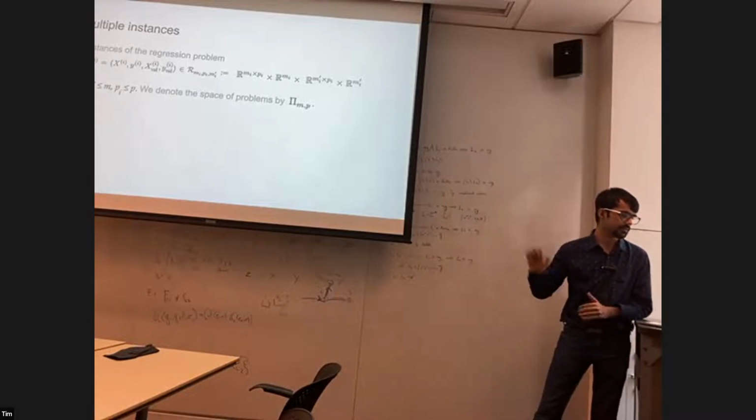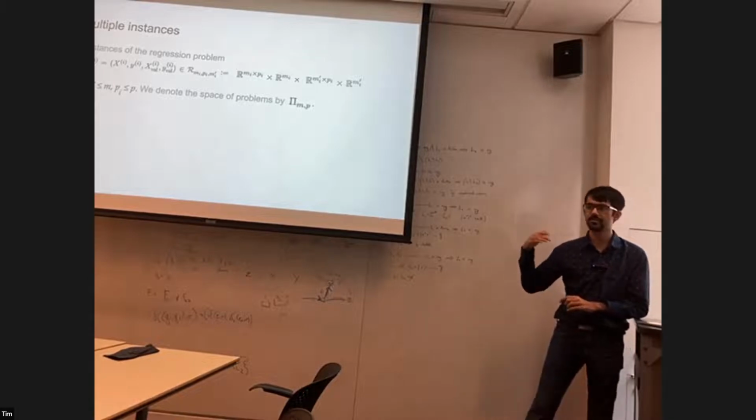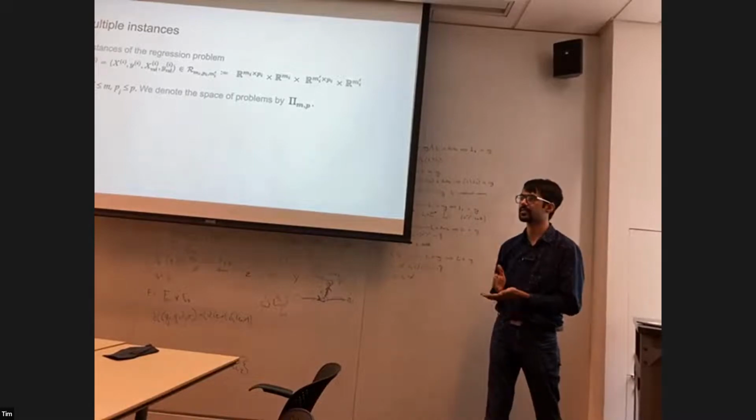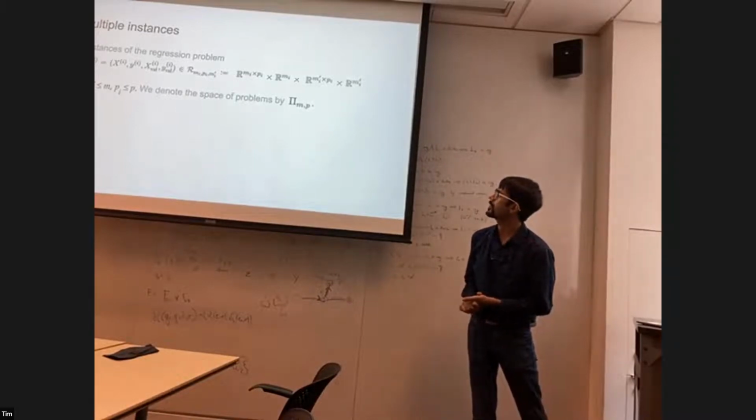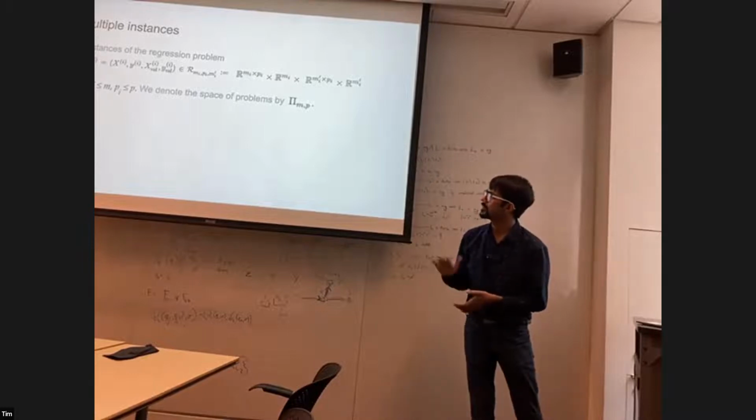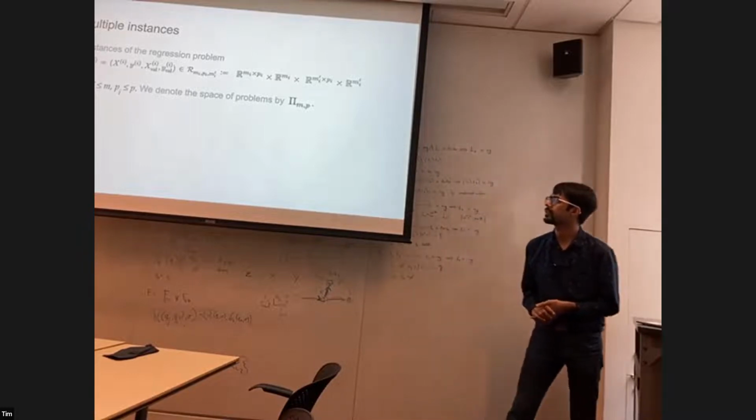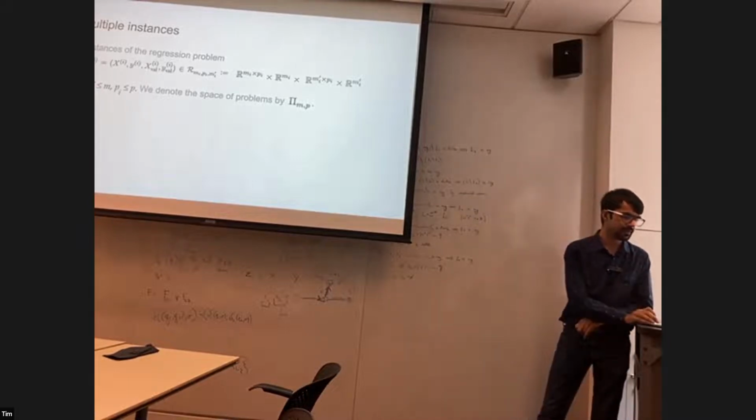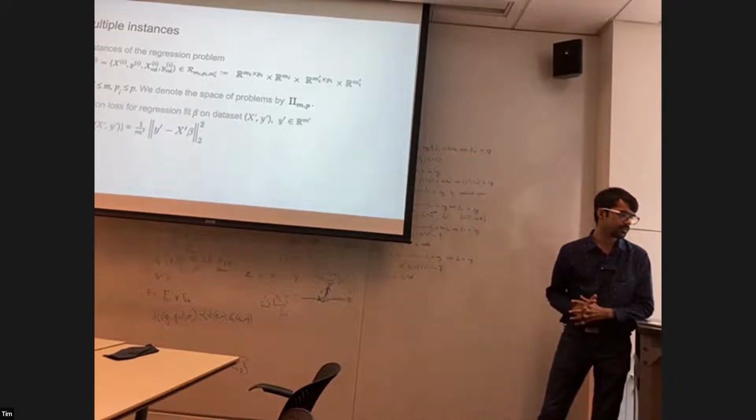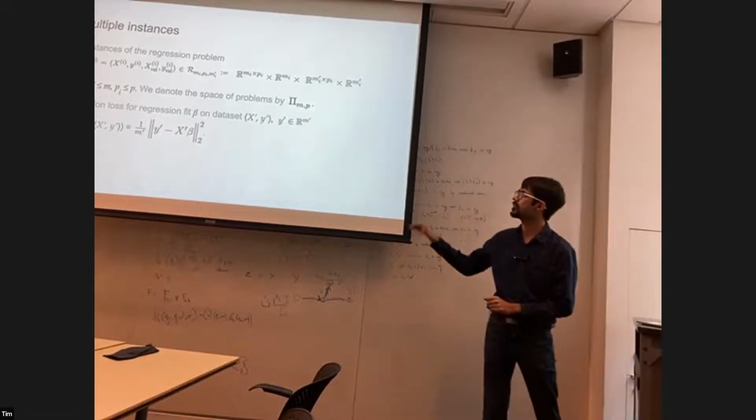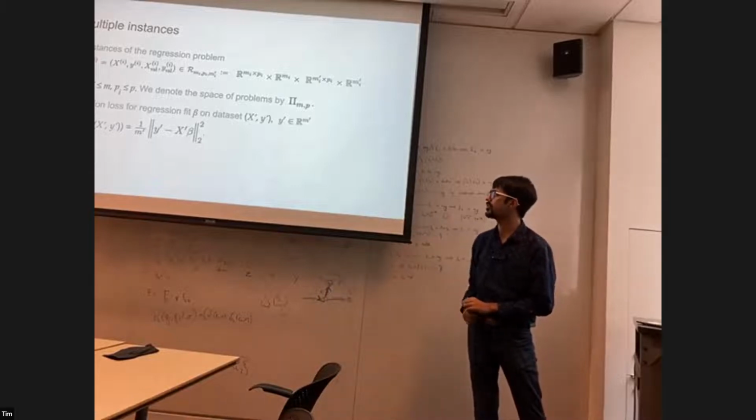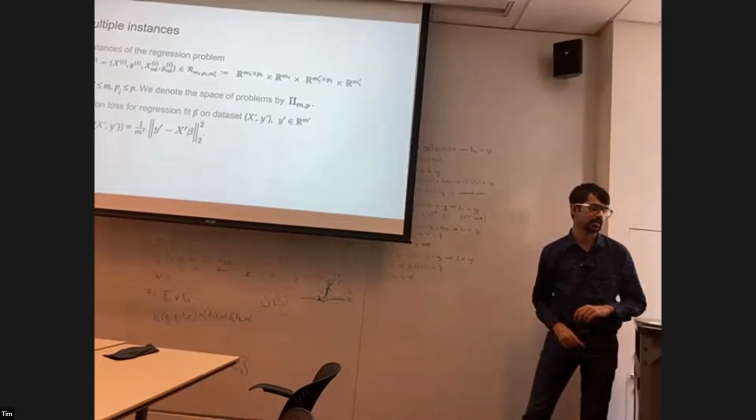And so the idea here is we can also change the number of examples and features in each data set. There's no requirement on having the exact same number of features or examples in each data set. We just assume there is an upper bound on the number of examples and number of features. So we denote this problem space by pi and p. Okay, and as we talked before, we want a validation loss. So on any data set x prime y prime, we define validation loss of regression fit beta as this average squared loss over that data set.